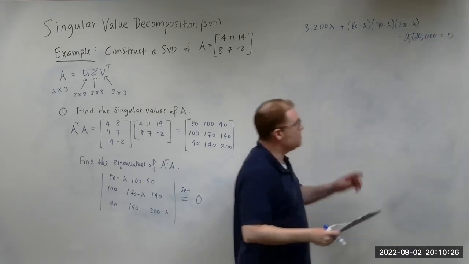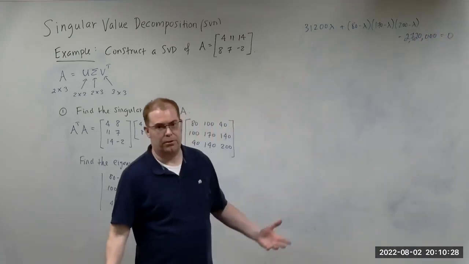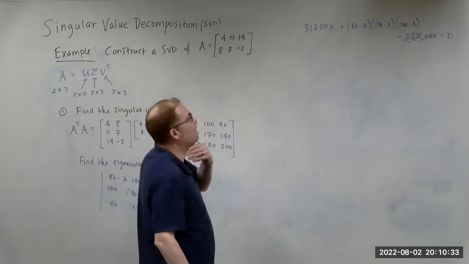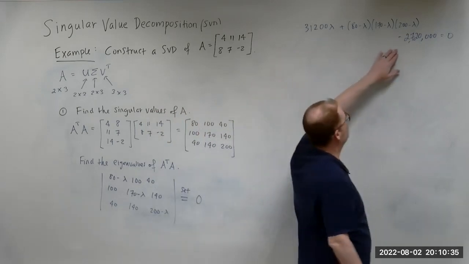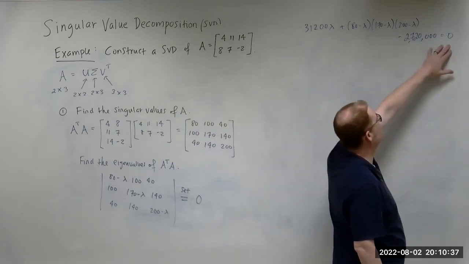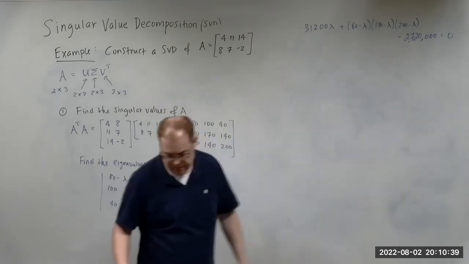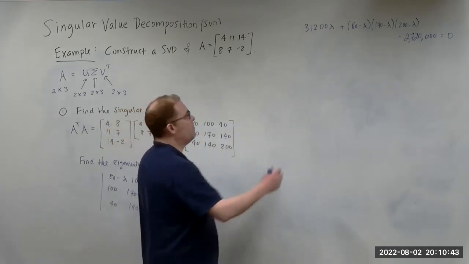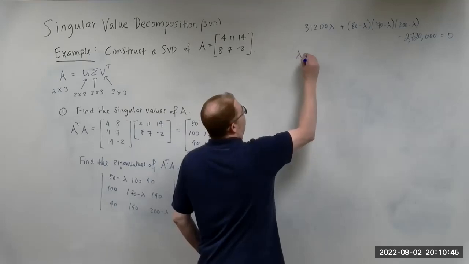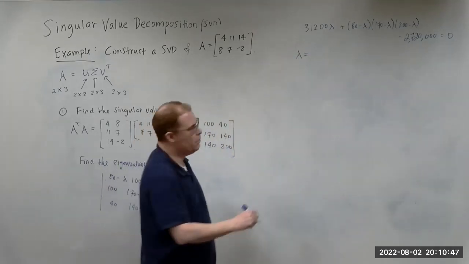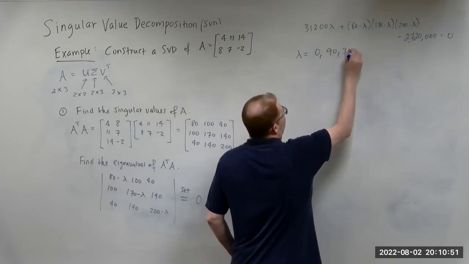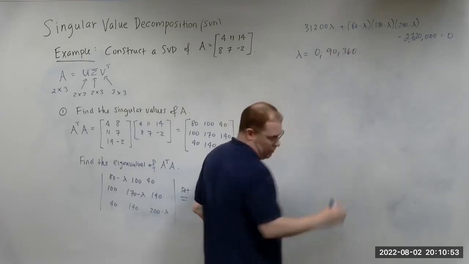Okay, but this turns out to be what's called the characteristic polynomial, as you recall. This being the characteristic polynomial, with equals zero, that's the characteristic equation, or something we call the auxiliary equation. But solving this, it turns out that the eigenvalues are going to be 0, 90, and 360.